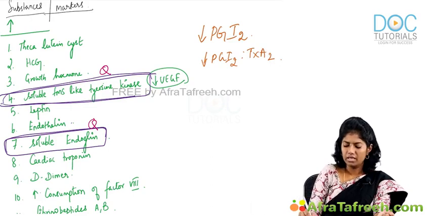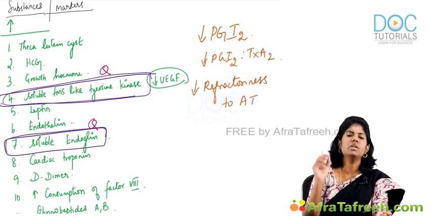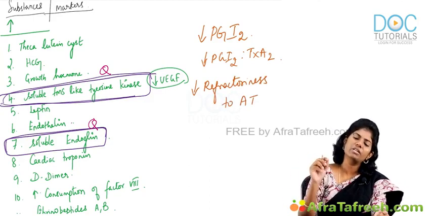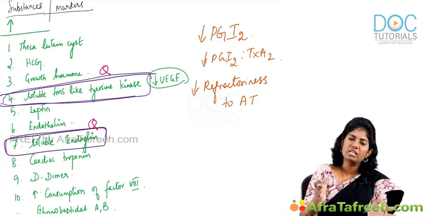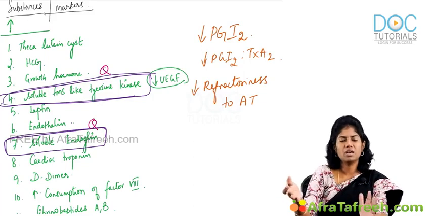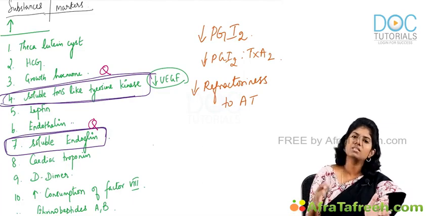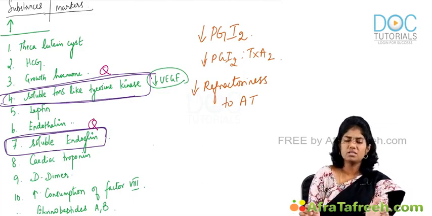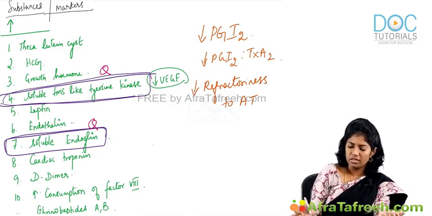Next is a decrease in the refractoriness to angiotensin. Normally, normal pregnancies are refractory to pressor agents, they do not respond to pressor agents much, whereas pregnancies that are destined to develop preeclampsia are conditions where this refractoriness is lost. So they start reacting to all vasopressor agents, and one such vasopressor agent is angiotensin 2, to which abnormally these pregnancies react. So, increase in blood pressure.